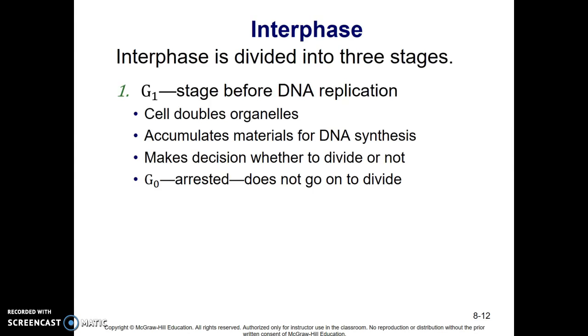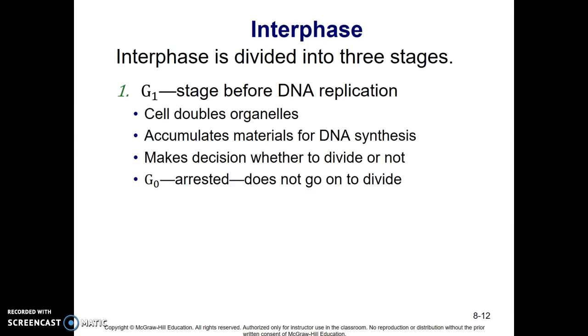G1 is the stage before DNA replication. This means this is where we're getting ready for other things. The cell doubles its organelles, so it's making a lot of membranes for new Golgi, new rough ER, smooth ER, etc., etc. It gets everything prepared for DNA synthesis, which is where DNA is going to replicate.